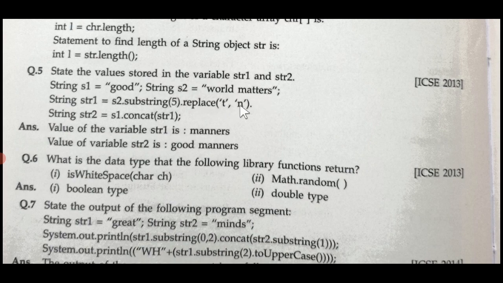Dot replace t with n. So the double t in matters will be replaced by double n, so it will become manners. So str1 will have manners, and str2 equal to s1.concat(str1). So here what is str1? str1 is manners. Okay, so s1 is good and str1 is manners, so it will become what? Good manners. They will be brought together, and don't forget the blank space before the manners. So finally we get good manners, good blank space manners.